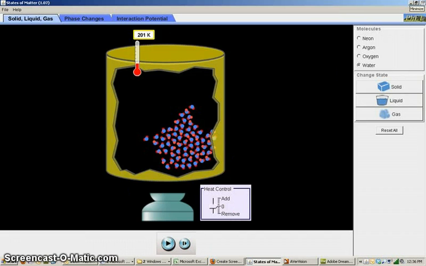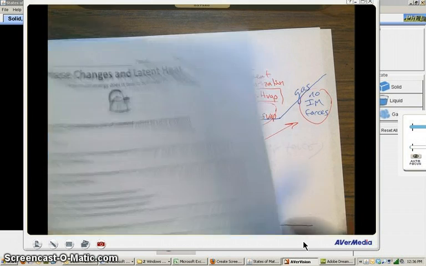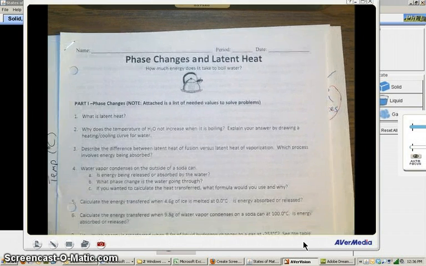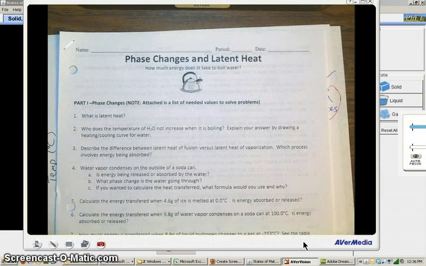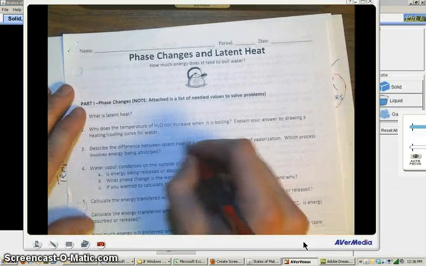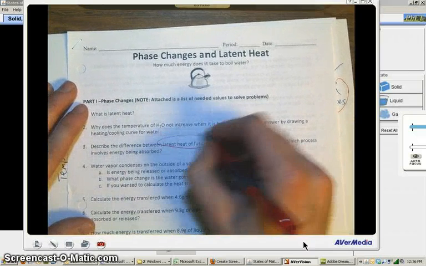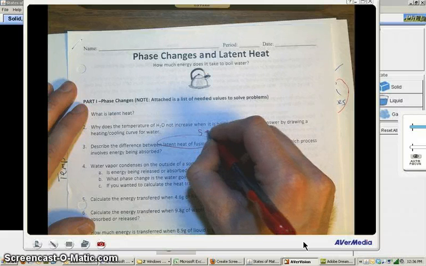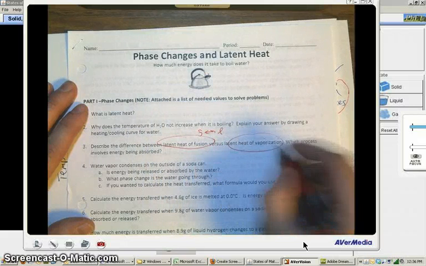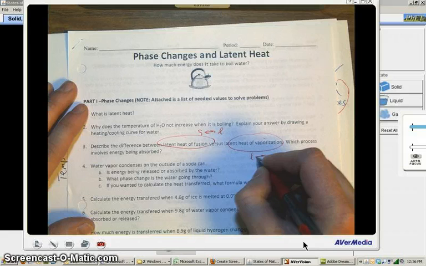The next question, number 3: describe the difference between latent heat of fusion and latent heat of vaporization. Latent heat of fusion, you should have said, is for going between solids and liquids. Latent heat of vaporization is between liquid and gas.